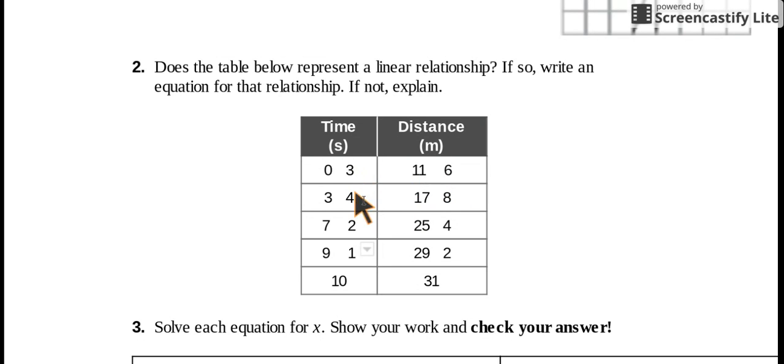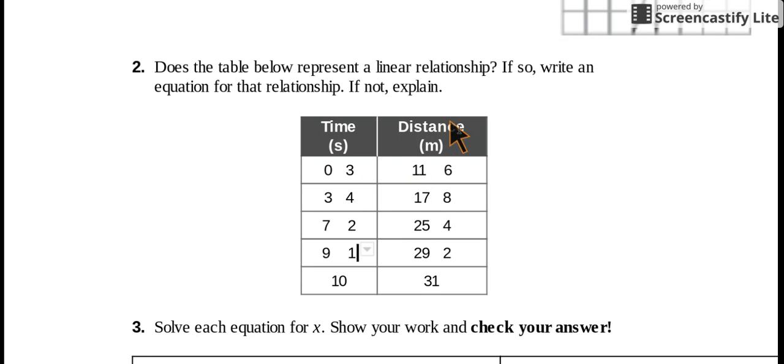So we find the ratio of the difference in distance and the difference in time. We find out that there is a constant change, and it's of 2. So for every 1 second, it's changing by 2 meters. So yes, this is a linear relationship because there's a constant rate of change. It's constantly increasing by 2 for every 1 second.